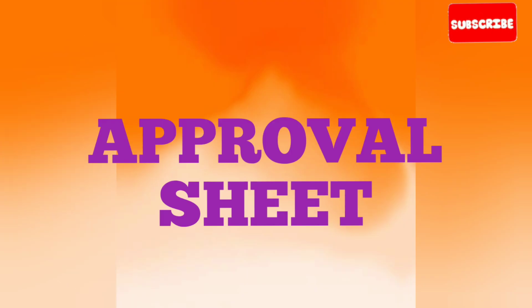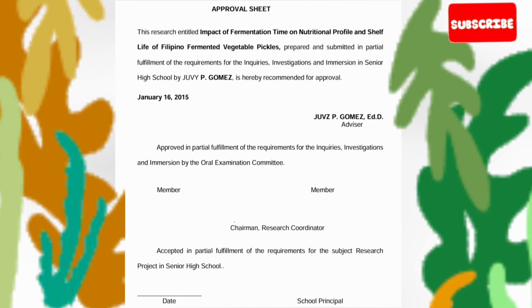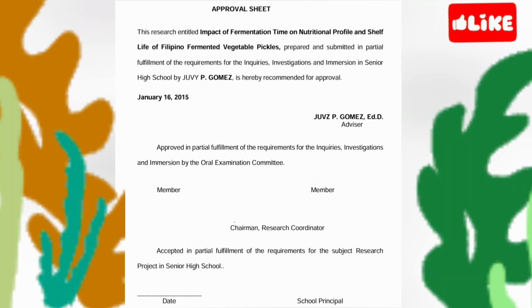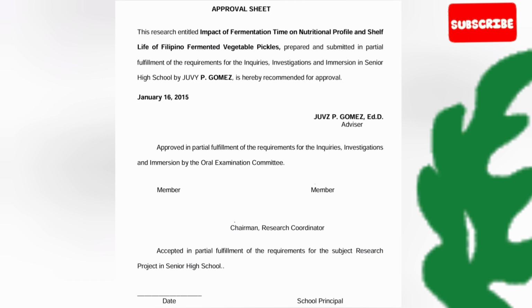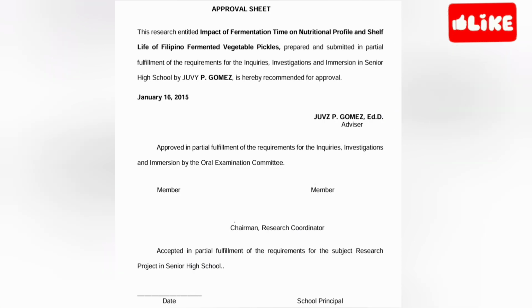Next is the approval sheet. The approval sheet signifies the endorsement of our research by relevant authorities, including the research advisor, oral examination committee members, and school principal. It confirms that our research has met the necessary standards and requirements for academic evaluation. Let's move on to discussing the content of the research paper.